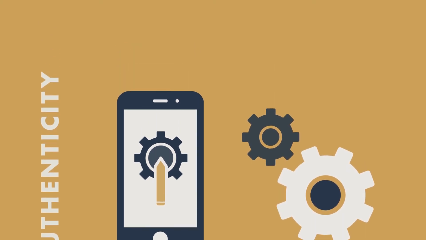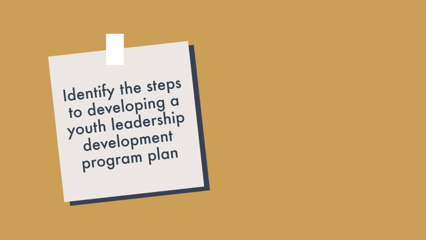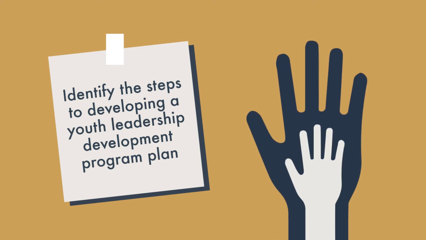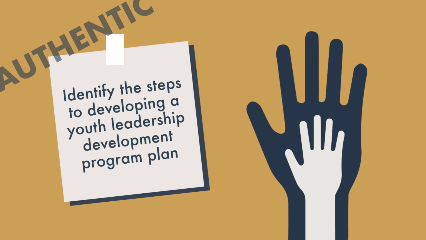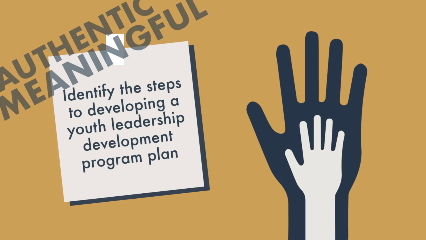So if your objective for your learners is identify the steps to developing a youth leadership development program plan, you can have your learners meet that objective in an authentic way by creating an actual youth development program that they could implement in their lives outside the class. That's an authentic and meaningful assessment. So you have your objectives and your major assessments.